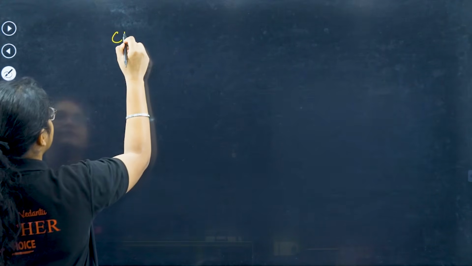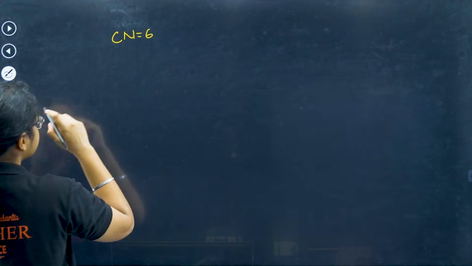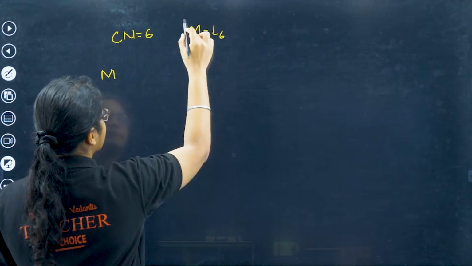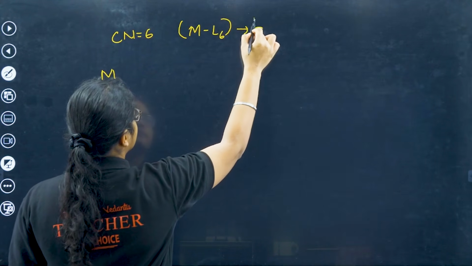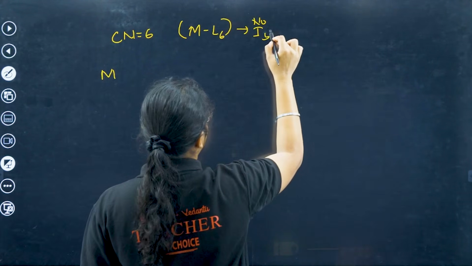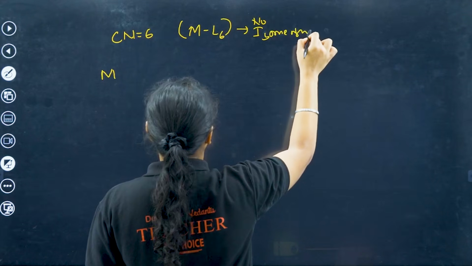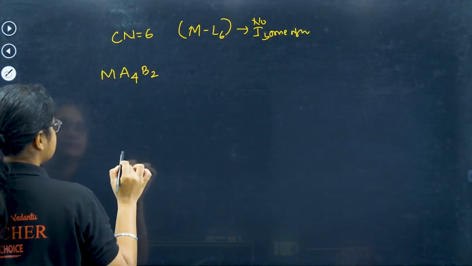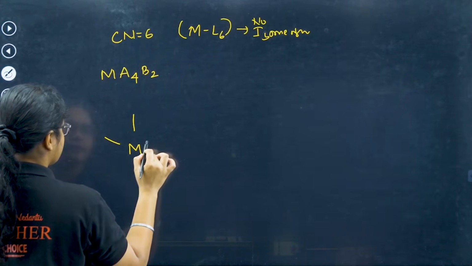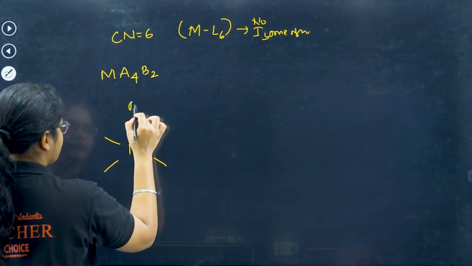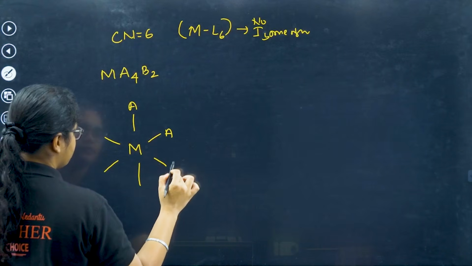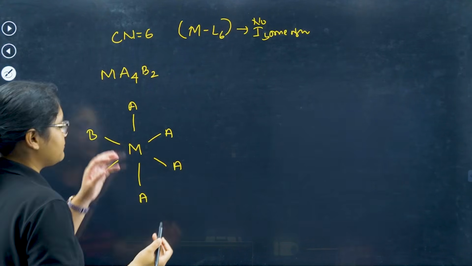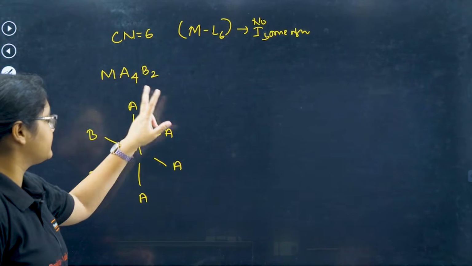If coordination number 6 is there, first of all I can have ML6. Here there will be no isomerism because all the ligands are the same, right? You cannot have any isomerism here. Now next we can have Ma4B2, which means there are 6 bonds, right? So you have 4 A's and 2 B's. This is Ma4B2 type. We'll see what isomers are possible.